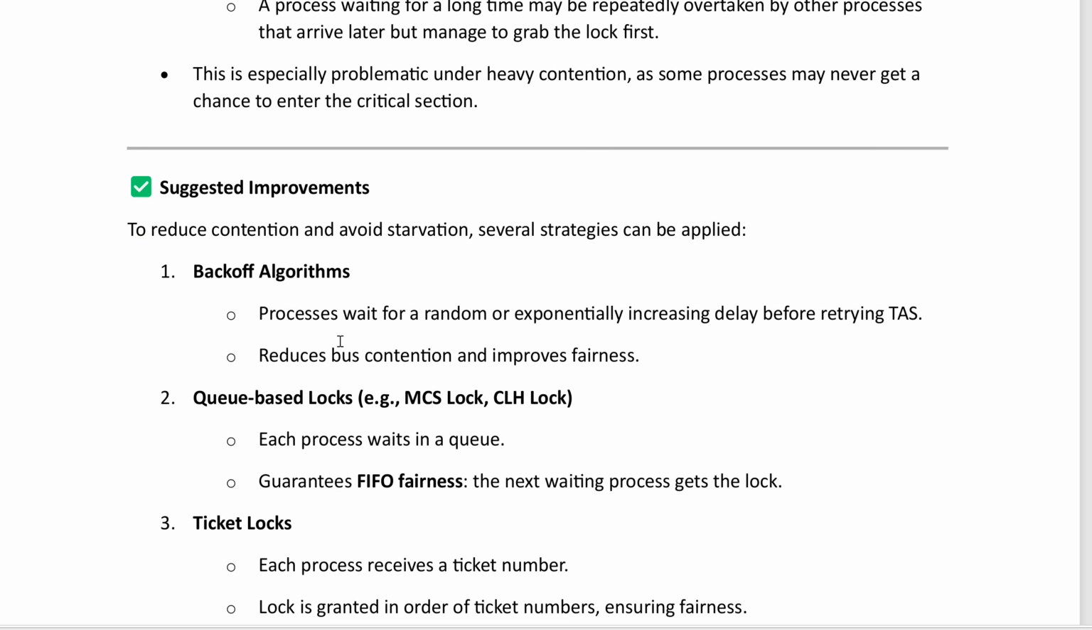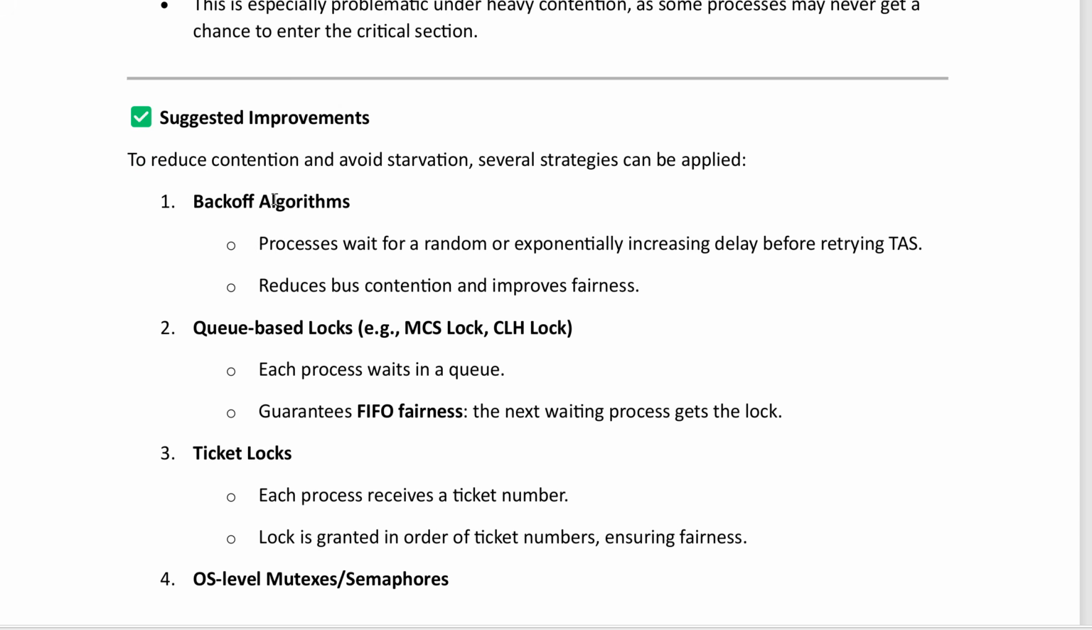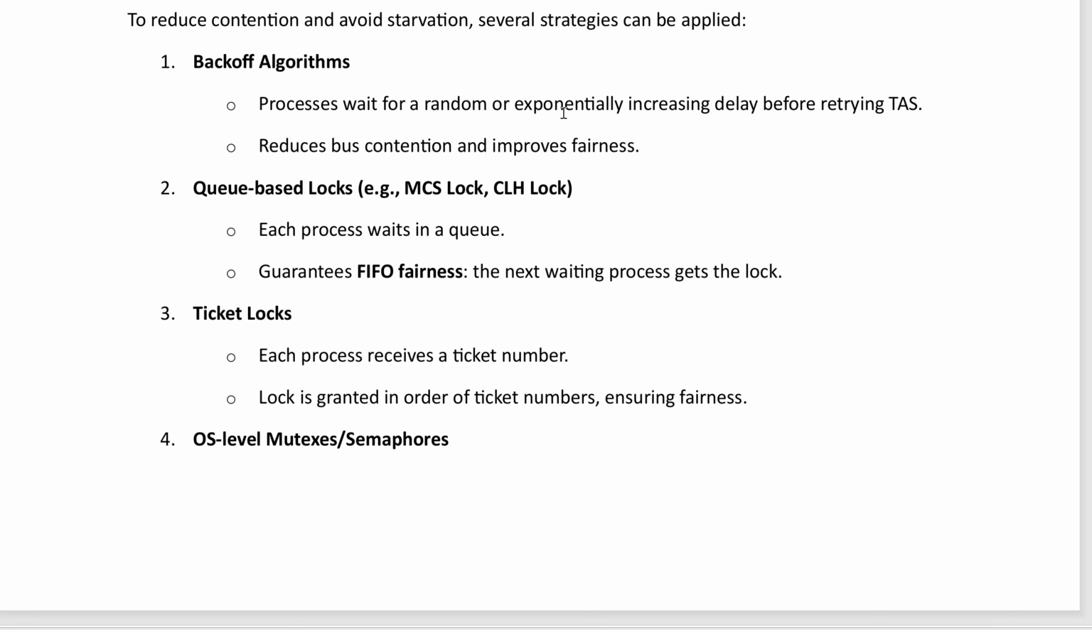So these are some of the improvement methods that can be suggested to avoid the starvation and reduce the contention. So you can read them out on your own. Clear? So with that being said, we conclude this practice based set.